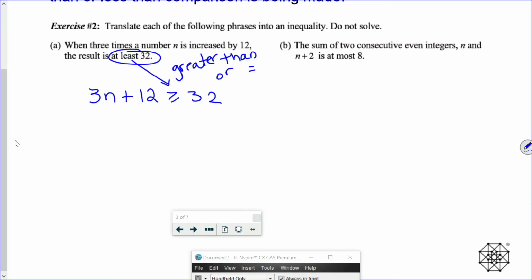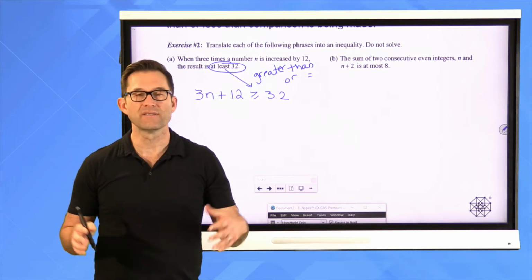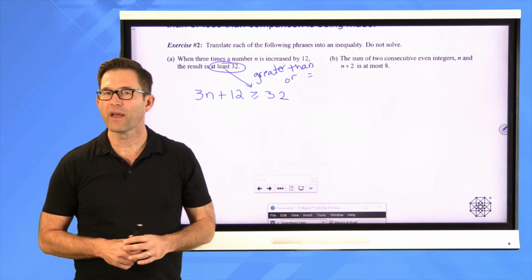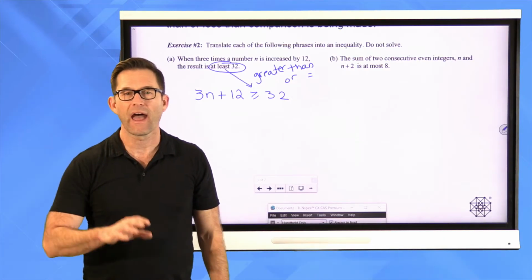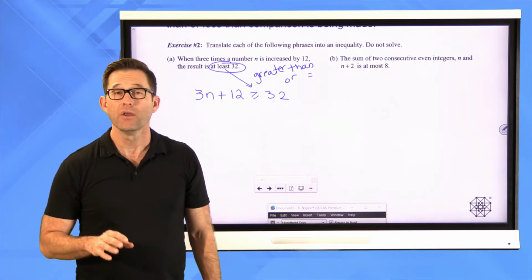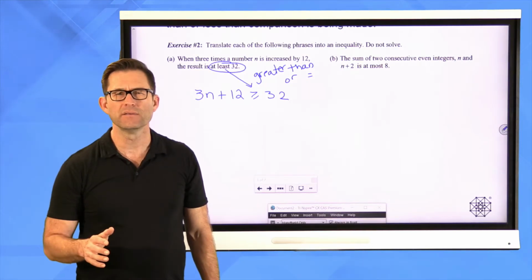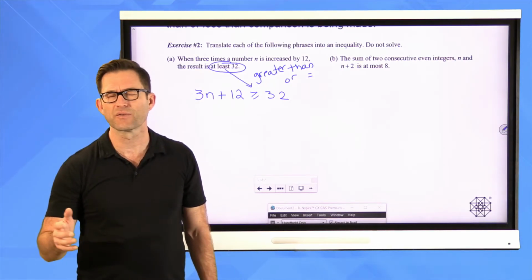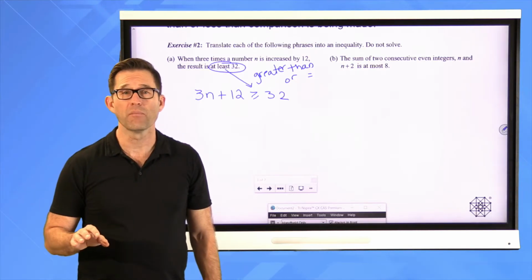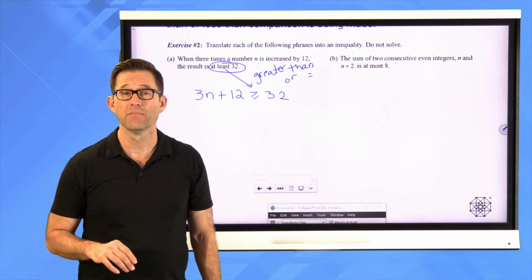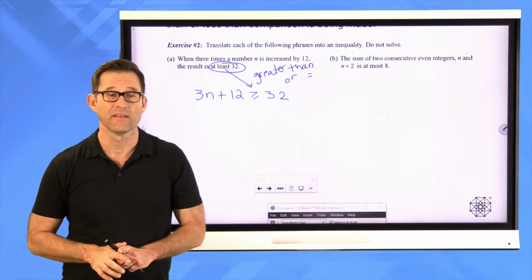The sum of 2 consecutive even integers, n and n plus 2, is at most 8. Okay, great. So it's at most 8. Now, if I said that there were at most 8 people in the room, how many people would there be? You could say, well, there could be 8, or there could be 7, or 6, or 5. There couldn't be 9, because at most 8 people would imply that the most you could have is 8. But you could also have less than 8.